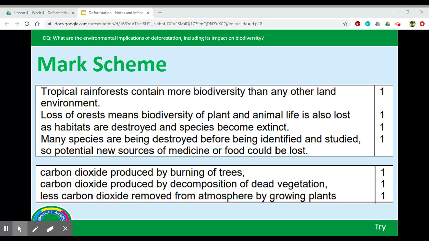Okay, give yourself a score. If you got any of it wrong, I would suggest just jotting down the correct answers. And then we're going to move on. We're going to have a look at palm oil plantations.